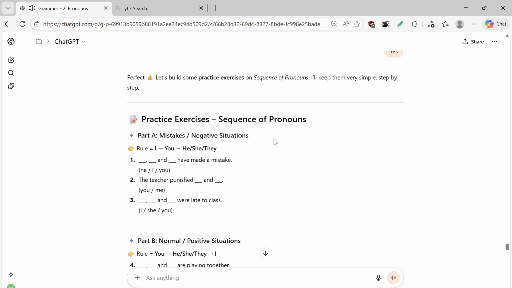Perfect. Let's build some practice exercises on sequence of pronouns. I'll keep them very simple, step by step. Practice exercises: sequence of pronouns. Part A, mistakes, negative situations. Rule: I, you, he, she, they.